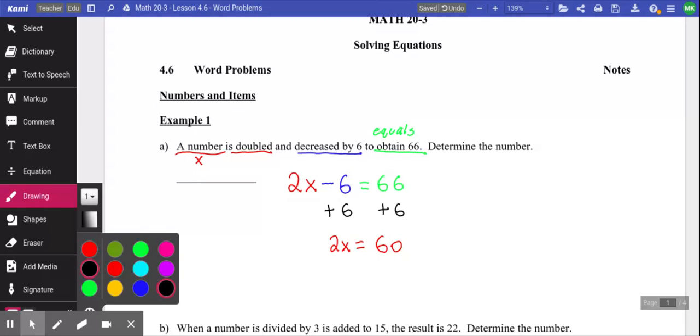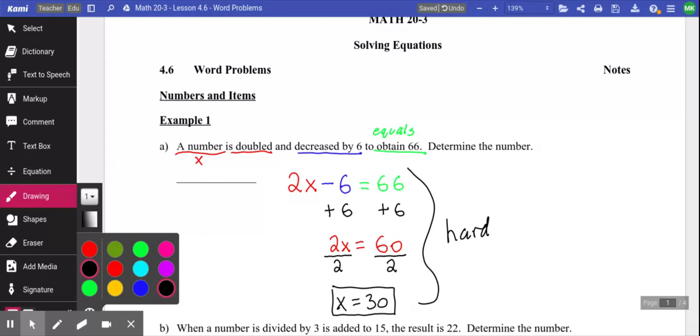Our next goal is to move the 2 over. We do that by dividing by 2 because 2x means 2 times x, and the opposite of times is divide. So we divide both sides by 2 to get that our mystery number was 30. If these steps were hard, then you need to go back to lesson 4.4. That would help you get better at that skill of solving for numbers once you have an equation built. I'm going to be going through those pretty quick today because the focus will be more on building the equations than solving the equations. So if solving it was hard for you, I recommend you go back and review.